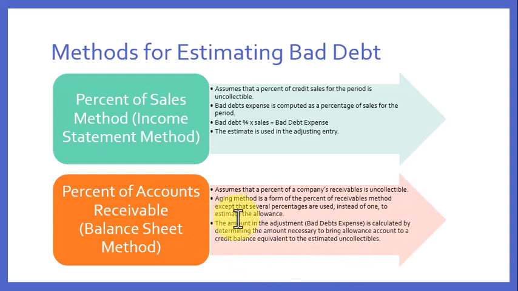Now, the interesting thing about the percentage of receivables approach is our adjusting entry is not going to be the amount that we compute, because the amount that we compute is the amount that we want to have in our allowance account. Okay? So our adjusting entry is going to be whatever entry is necessary to bring that allowance account to the desired balance, okay? And we'll talk about an example of that in just a moment.